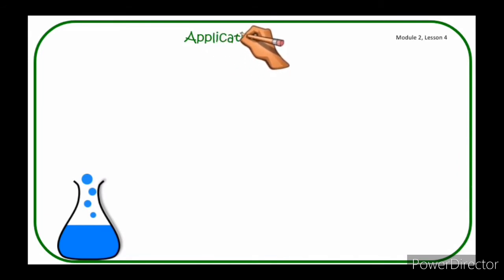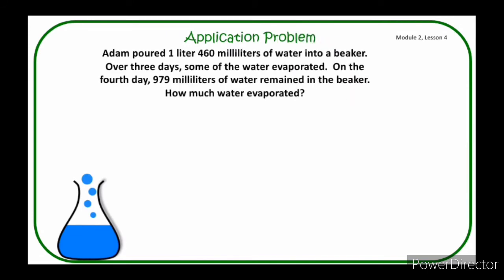Now let's take our application problem. Yes, we have a very interesting question here. The question says that Marshall poured 1 liter 460 milliliters of water into a beaker over 3 days. Some of the water evaporated. On the 4th day, 979 milliliters of water remained in the beaker. How much water evaporated?